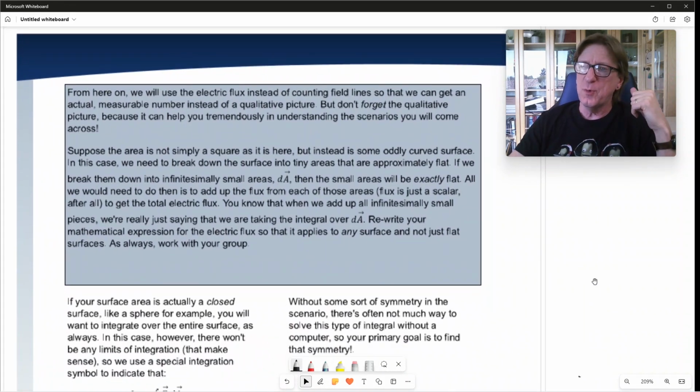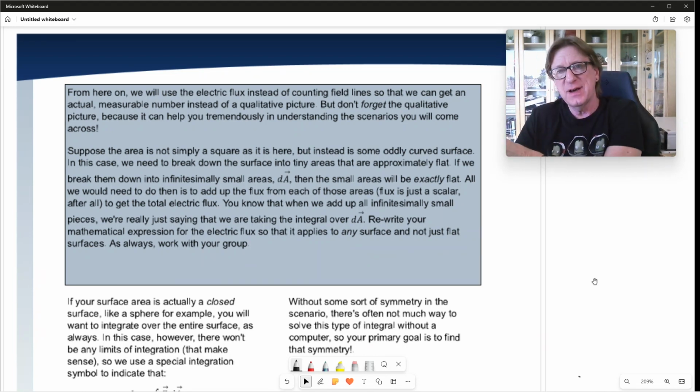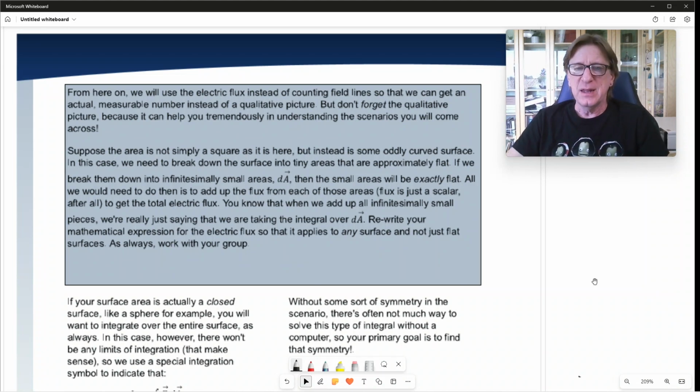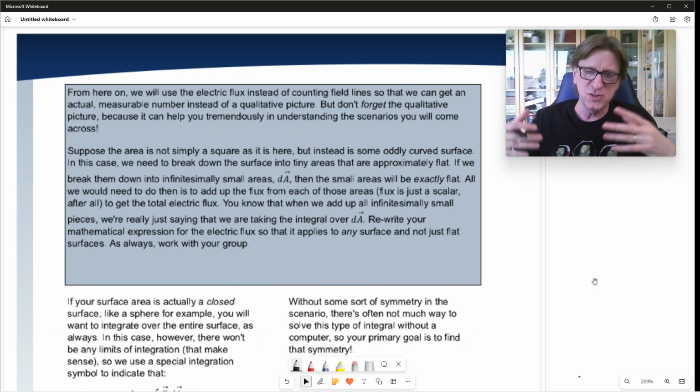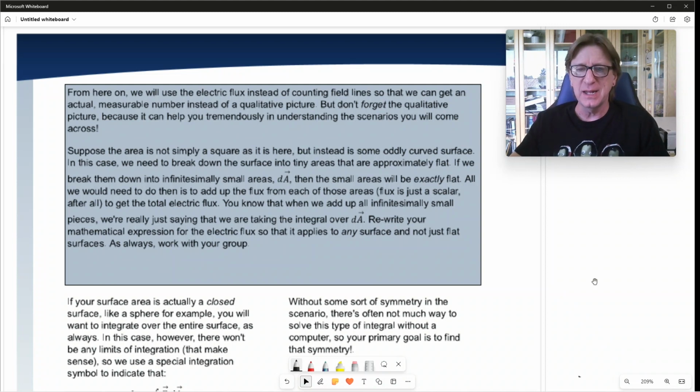So what we point out here is, instead of counting field lines, we're going to start talking about the electric flux from here on out. But remember that the flux is just the quantitative, numerical value for this qualitative idea of how many field lines are going through the surface. Now, suppose it's not a square, as we've been using here, but some funky curved surface. It could be a sphere, it could be a blob, it could be anything.